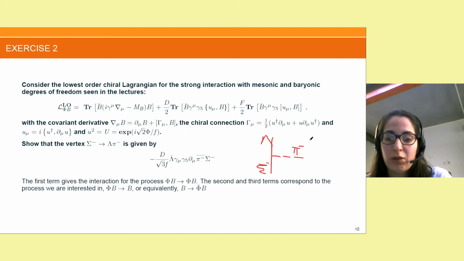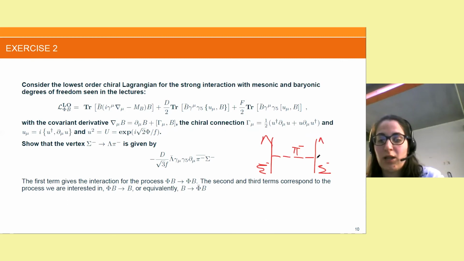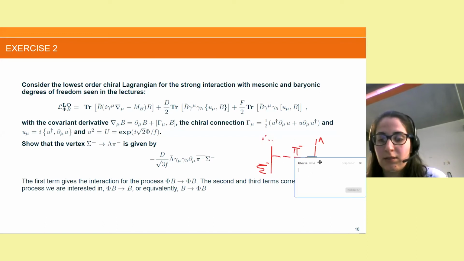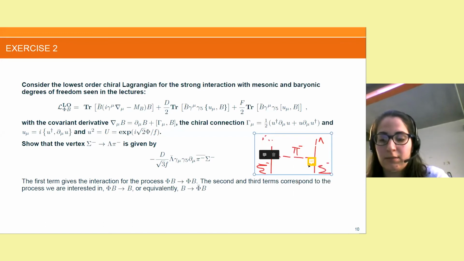But again, if we use the idea that we used for the previous problem, that the interaction is mediated by the exchange of mesons, we can just join this vertex with another one like this, sigma minus going to lambda, and compute basically the scattering of a sigma minus going to a lambda with a lambda by the exchange of a pi minus.